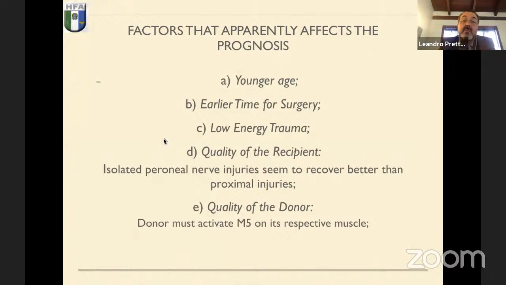And another important factor that affects prognosis is the quality of the donor. The donor must activate an M5 response in the respective muscle in order to achieve at least M3. If you don't have M5, if you have M4, it's not enough. And this is why some cases of root injuries and sciatic nerve injuries may respond worse than isolated peroneal nerve, because you never know if the tibial nerve is really normal to this kind of transfer.